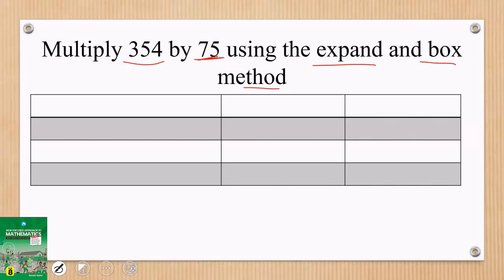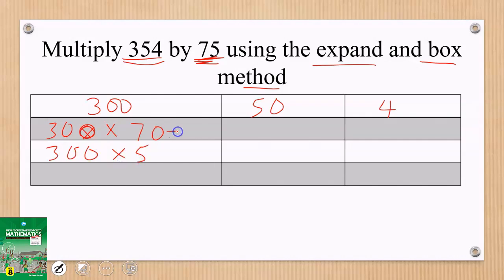So the 354 can be written as 300, 50 and then 4. These together give us 354. Now we have to multiply this 300 by 75, which can also be 70 and then 5. So the 300 by 70, and again the 300 by 5. When we multiply these, we write our answers.